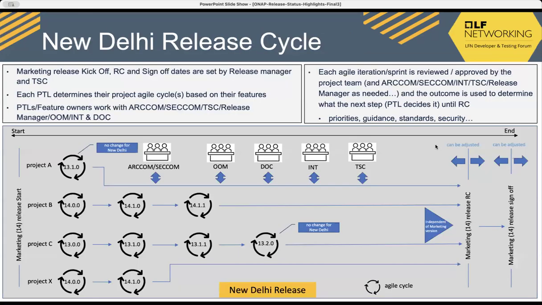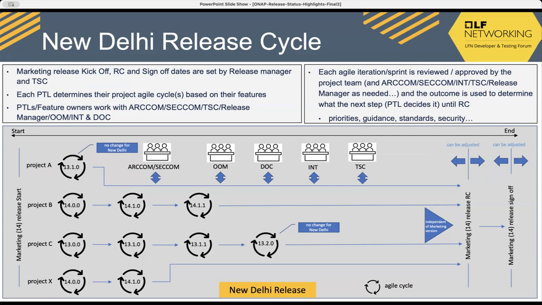So this is the release cycle, how we handle the agile-based release cycle. As I mentioned, we don't have M1, M2, M3, M4 milestones. We have a kickoff, RC, and sign off. Between those, they can coordinate dynamically between ARCOM, SECOM, OEM, DOC, integration, and TSC.